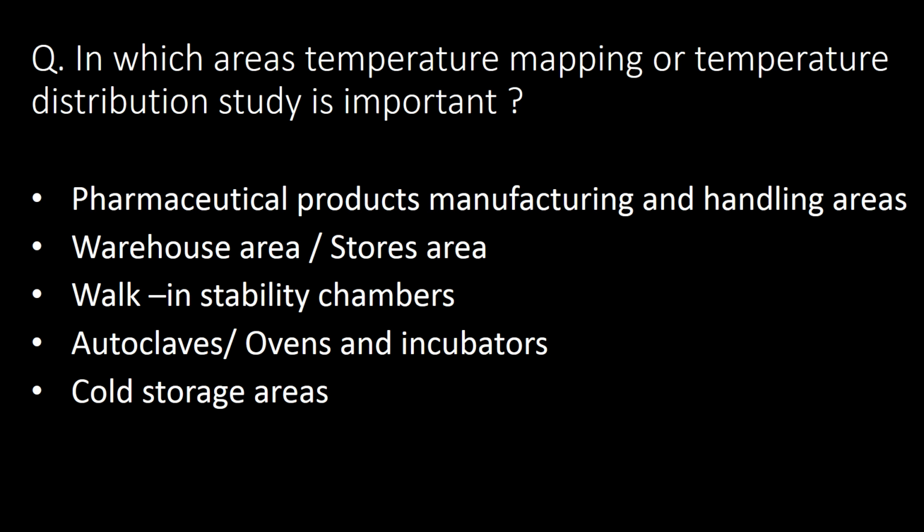In which areas is temperature mapping or temperature distribution study important? In all the areas where product is handled or processed, temperature distribution study is important. Key areas are pharmaceutical product manufacturing and handling areas, warehouse or store areas, walk-in stability chambers, autoclaves, ovens or incubators, and cold storage areas.